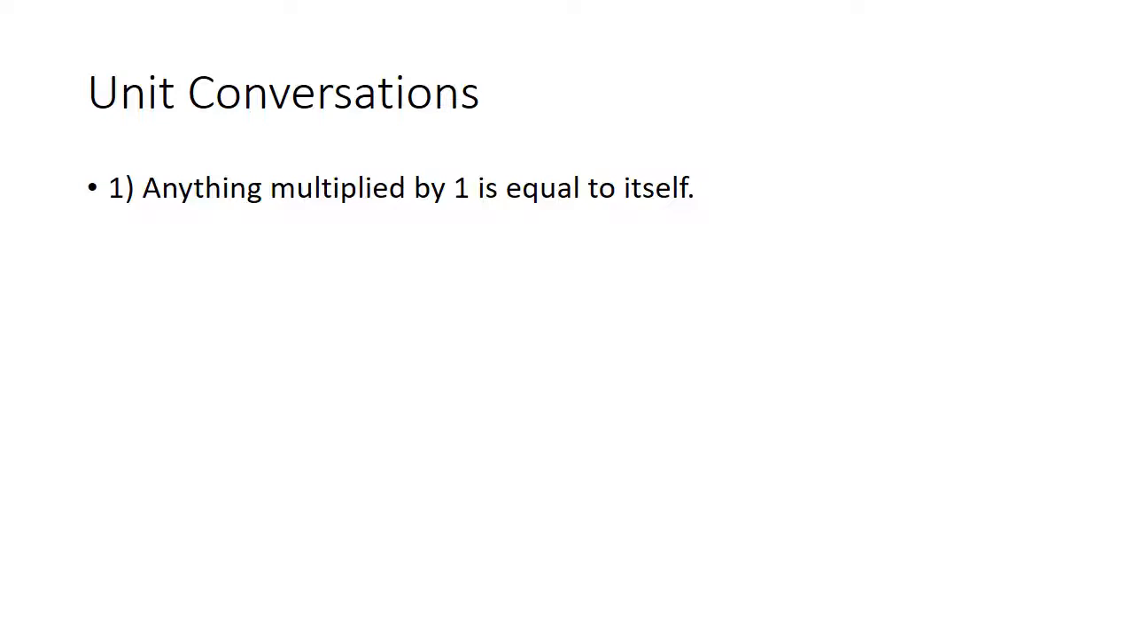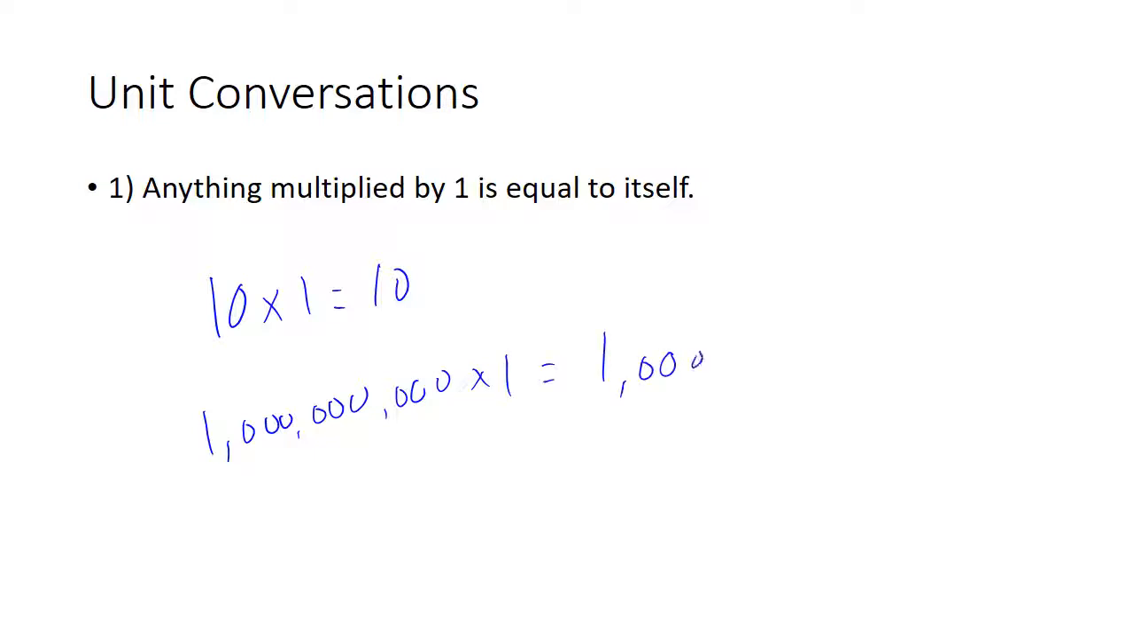You know that anything multiplied by 1 is equal to itself. So 10 times 1 equals 10. A billion, or whatever this number is with all these zeros, times 1 is equal to the same number. Or 0.001 times 1 is equal to 0.001. So you already know this. Anything multiplied by 1 is equal to itself. That's the first rule you've got to remember.